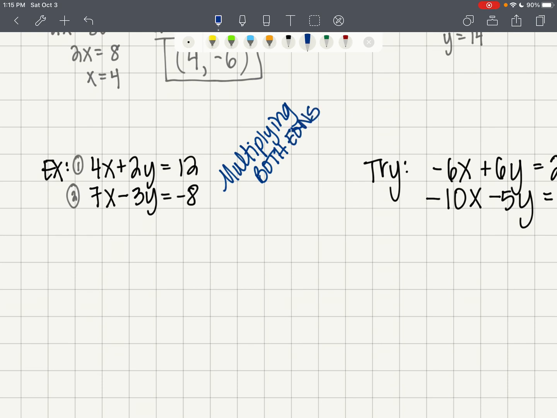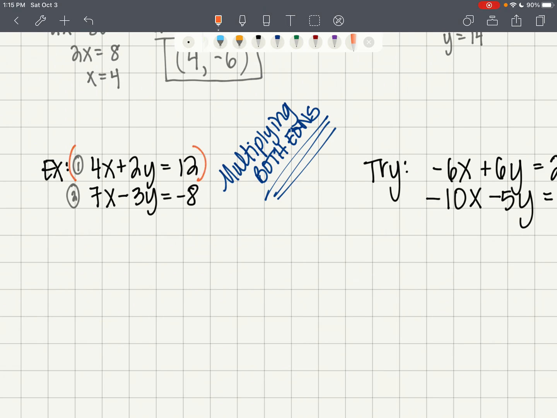I think of it as getting a common denominator in sorts. So if I wanted a common denominator between 4 and 7, that would be the number 28. So I'd have to multiply 4 times 7, and I'd have to multiply 7 times 4. If I wanted to eliminate the y's, I'd have to have a 6. 2 times 3 would give me 6. 3 times 2 would give me 6. I want to have additive inverses. Remember, additive inverses is when one is positive and one is negative.